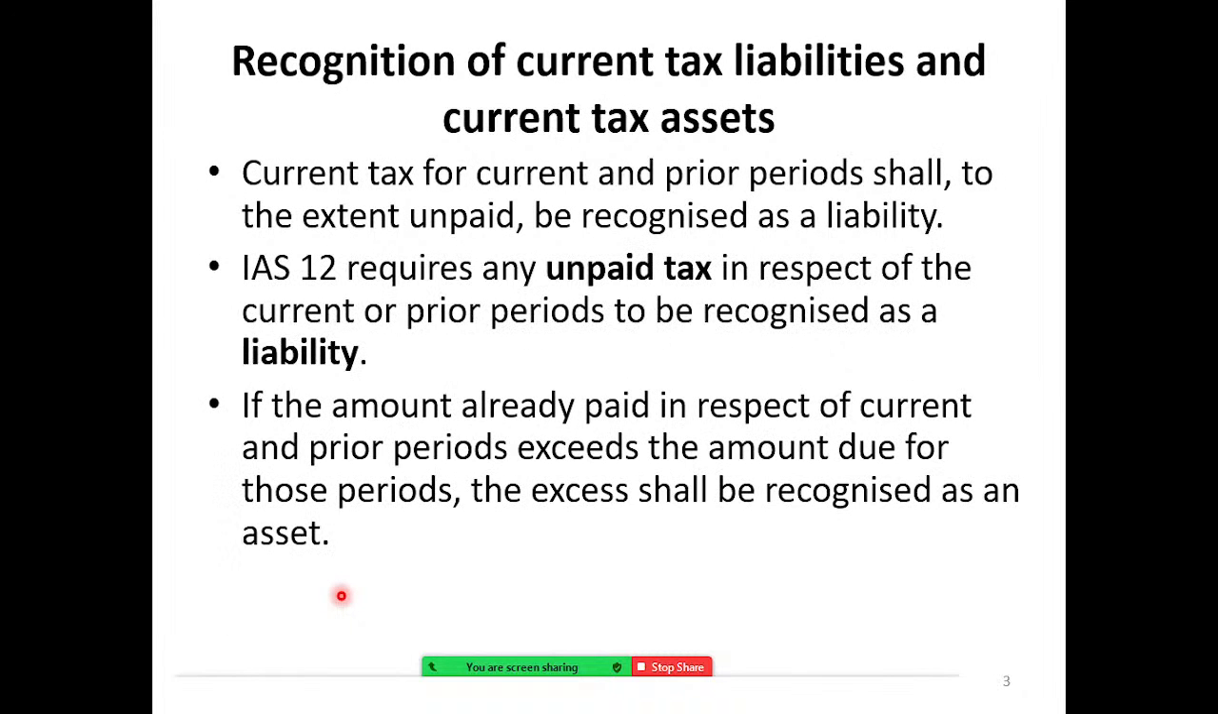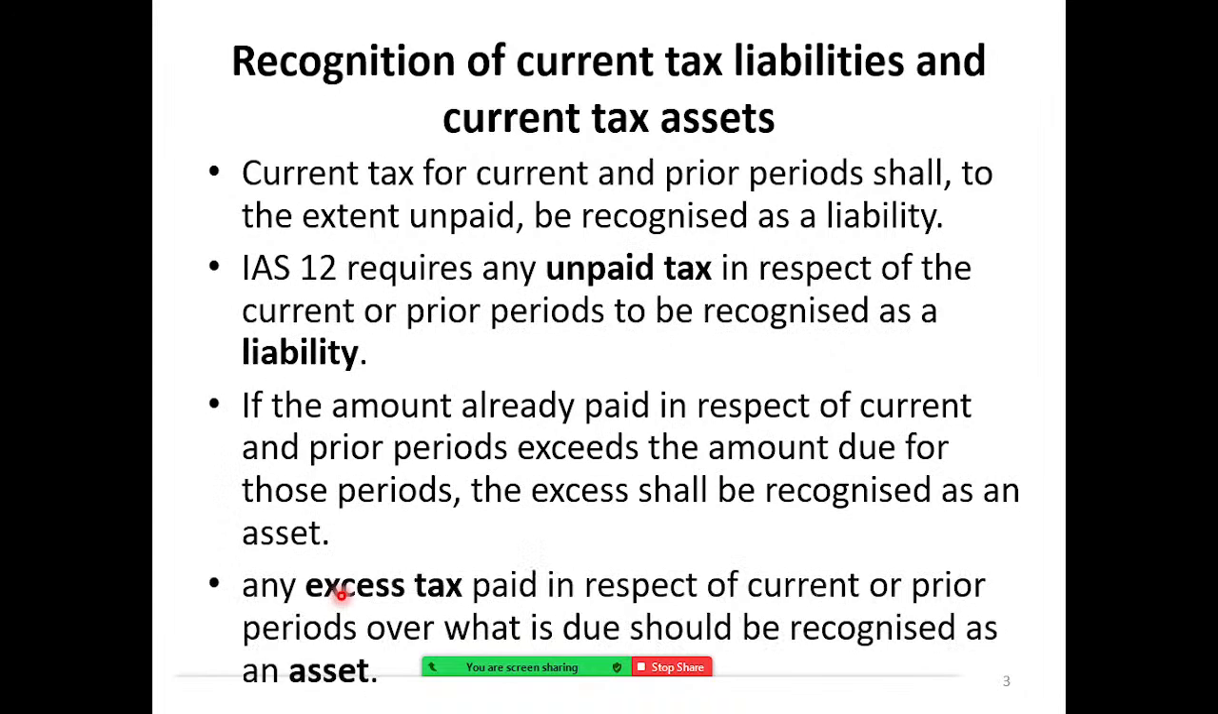Recognition of current tax liabilities and current tax assets. Liabilities, very simply, we have already discussed in LKAS 1 and the framework. Liability means there's a probable future cash outflow, a probable economic outflow from the entity. So from the tax point of view, we have to pay tax in future.